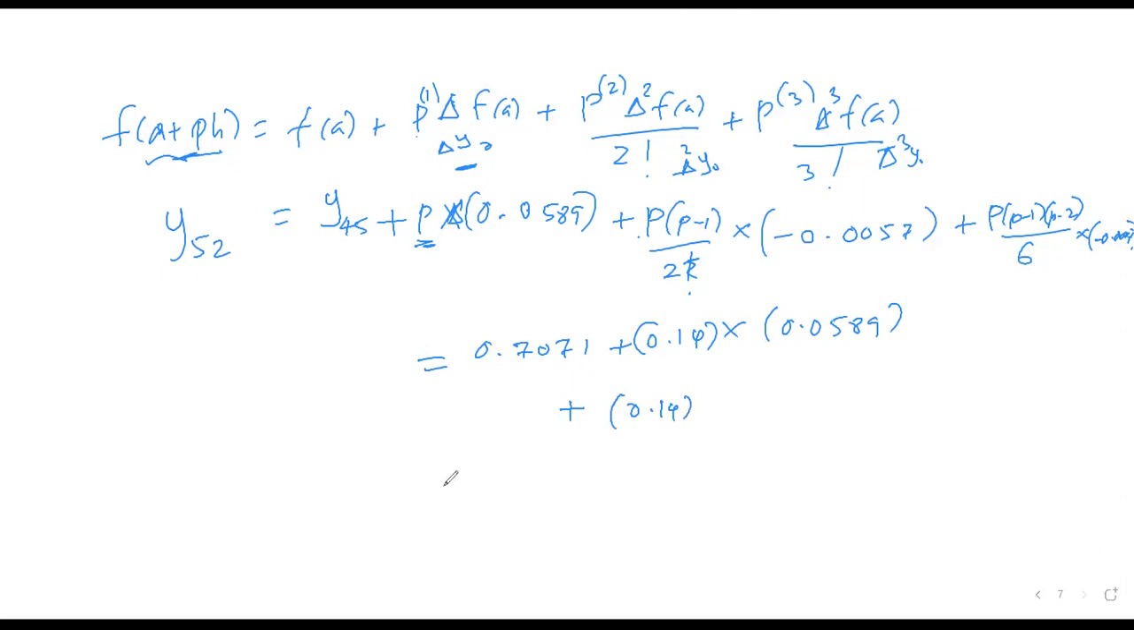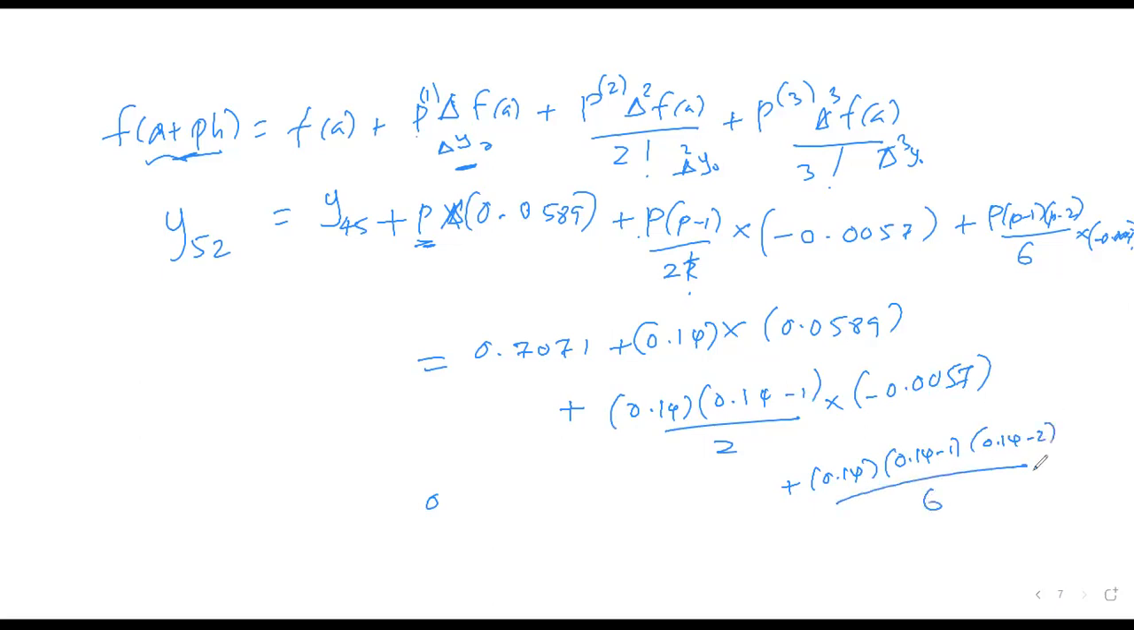Again, p minus 1. So you don't make mistakes, you can write that 0.14 minus 1, divided by 2 times minus 0.0057. Okay, again the third one, 0.14, 0.14 minus 1, 0.14 minus 2 divided by 6 times minus 0.0007. That's all. So the only thing is you have to calculate it. So see whether you get the answer 0.7880. Okay, so that's what this is used for.